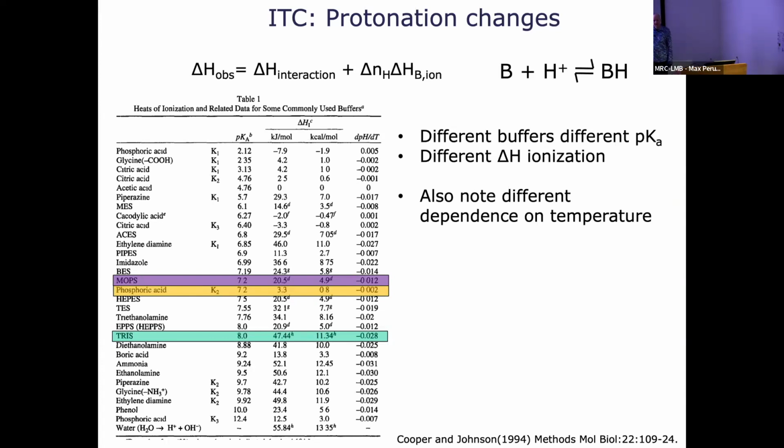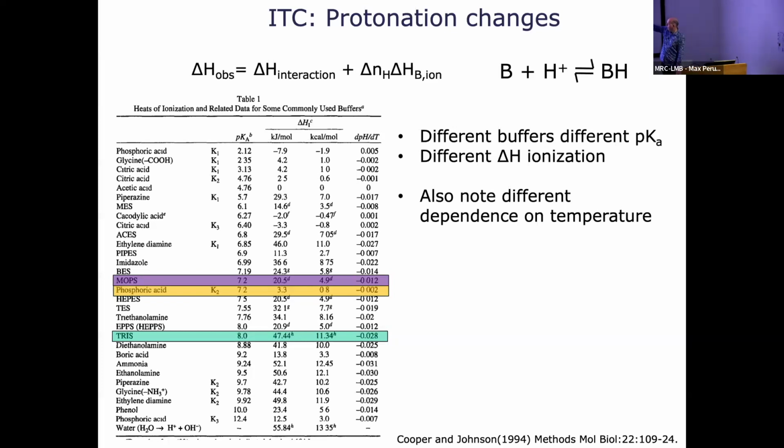Point to note as well, if you look at the right-hand column here, it's the delta H and delta T. You can see there's a big change for some. If you look at tris, there's quite a big dependence on temperature for this ionization energy. So when you change the temperature, the actual pH of the buffer changes as well. Tris is notorious for that. You make it at room temperature, take it into the cold room, it's a different pH. So always be careful about that.